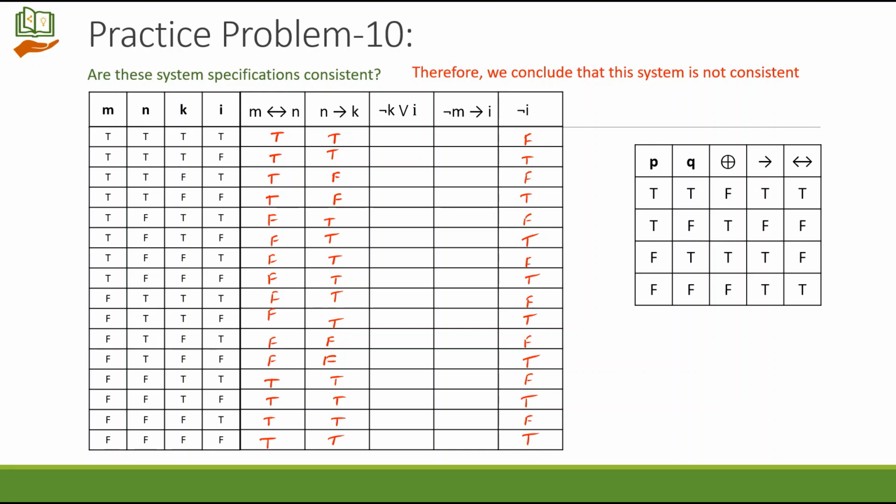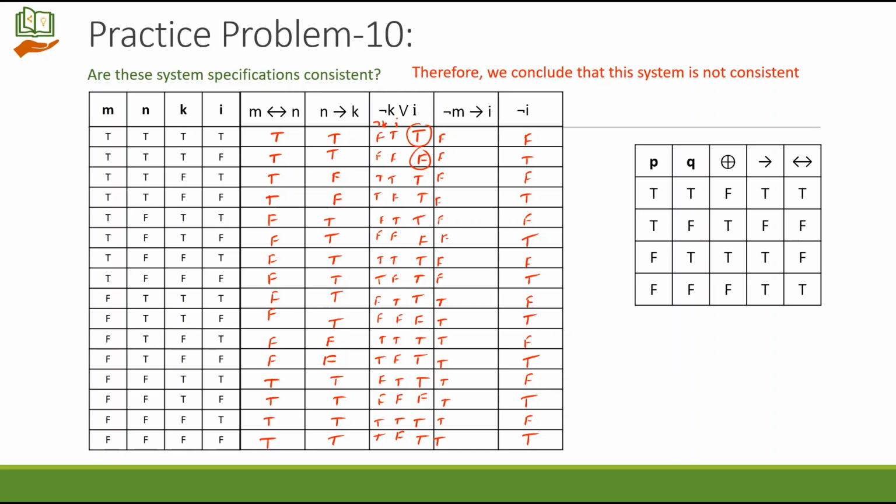Now we have negation of K or I. So what is negation of K? We have F, F, then T, T. I'll just write the I value also here so that it will be easy for you to compute. It's a simple disjunction operation. So whenever you have F and F, you go with F. For the remaining options, you have to go with T. What about negation of M? You have to make false for the first 8 rows. Then we have true for the last 8 rows.